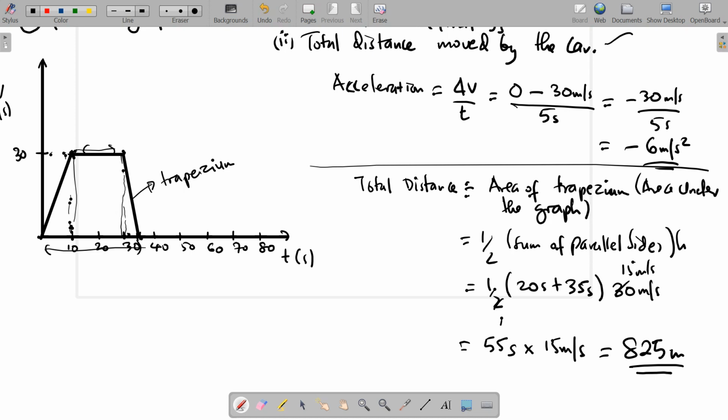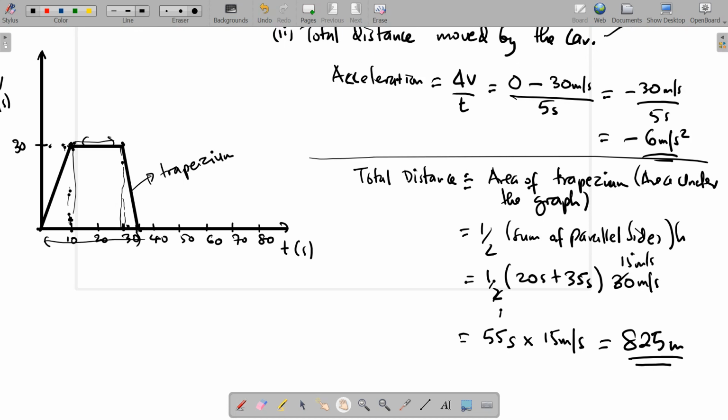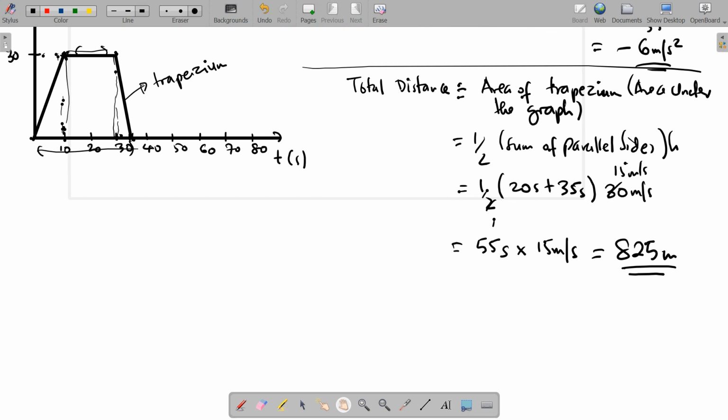So this is how you find the total distance traveled by this car, by calculating the area under the velocity time graph. Yeah, so this is what we're going to do in this one. But next up, we're going to look at how to calculate the same distance, but by now using equations of accelerated motion. Thank you so much for watching.